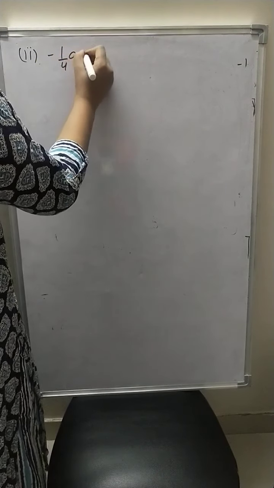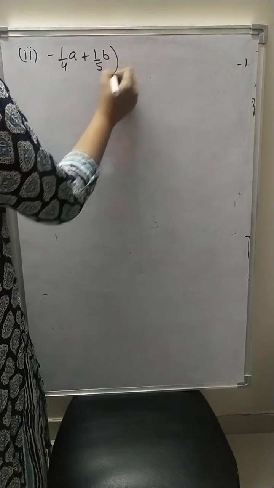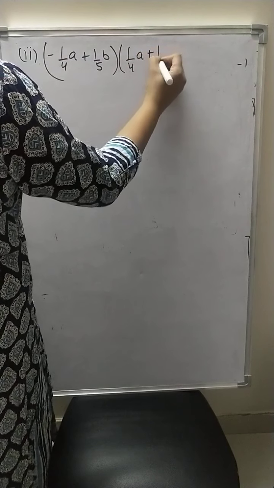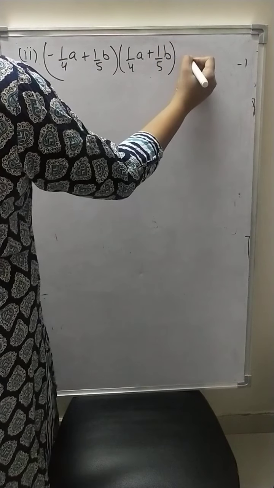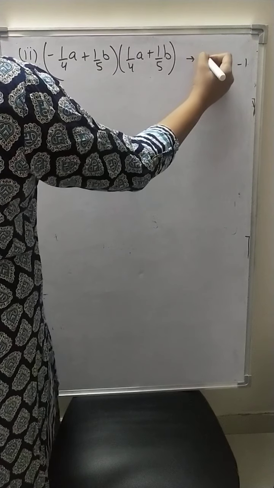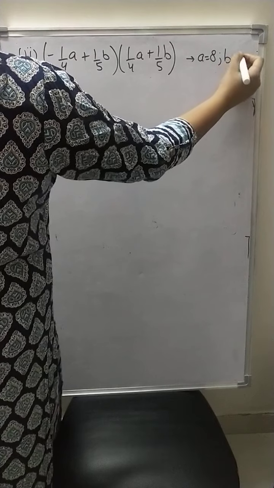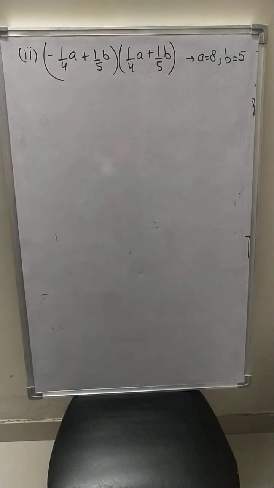Now doing the second part of the question. The second part of the question is minus 1 upon 4a plus 1 upon 5b into 1 upon 4a plus 1 upon 5b, and the value here also is given to be a is given to be 8 and your b is given to be 5. Now students, again we have to do this question. So let us see how we can do this question.